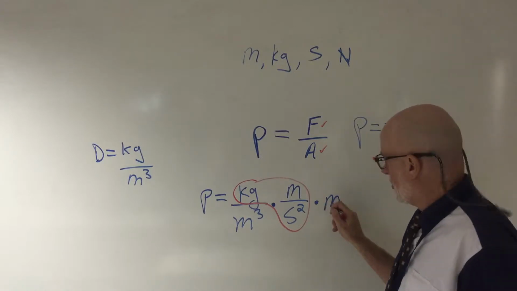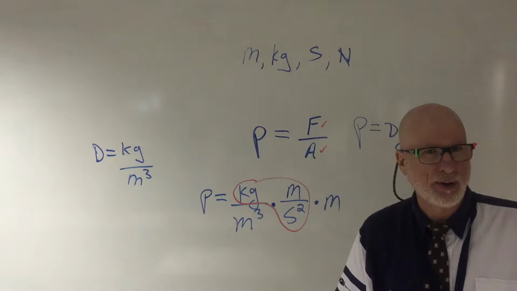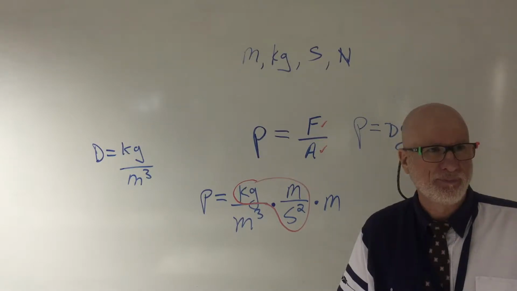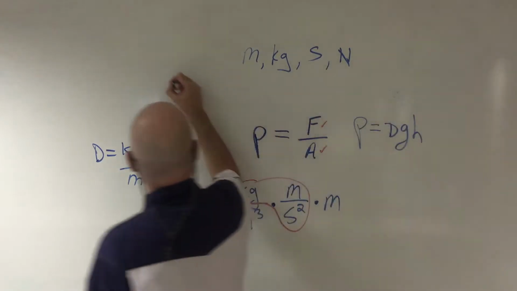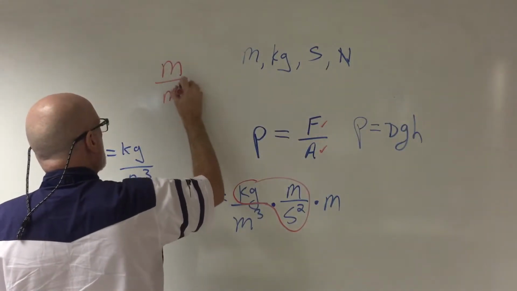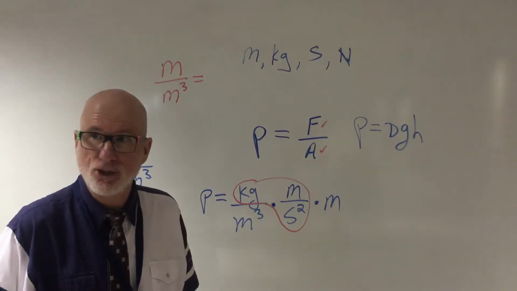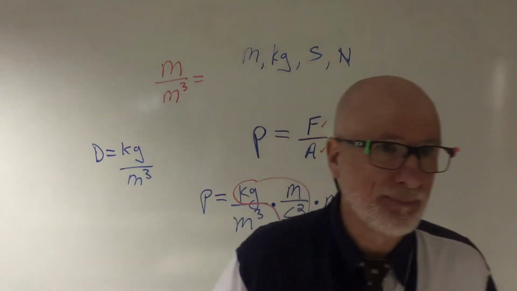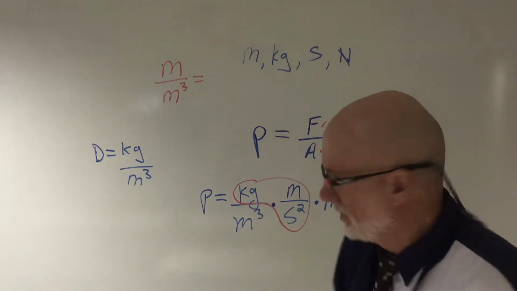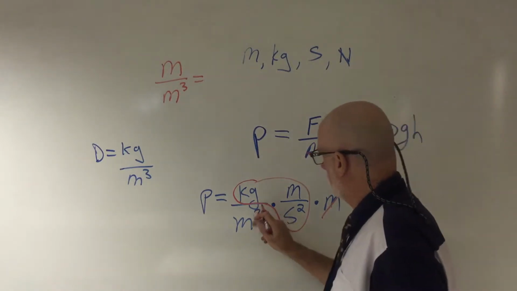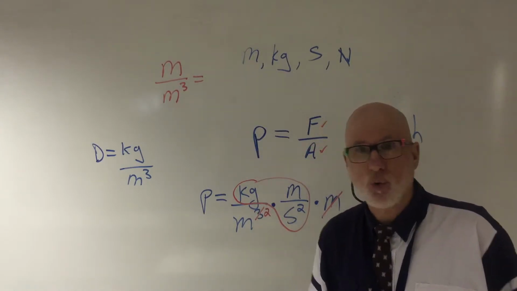Can I cancel that m with that m cubed? And what am I left with? In other words, m over m cubed equals what? Come on, guys, you can do this. Basic algebra. What is it? 1 over m squared, right? So I can get rid of that, and I can get rid of that and make that a 2, correct? Yes? So what am I left with?